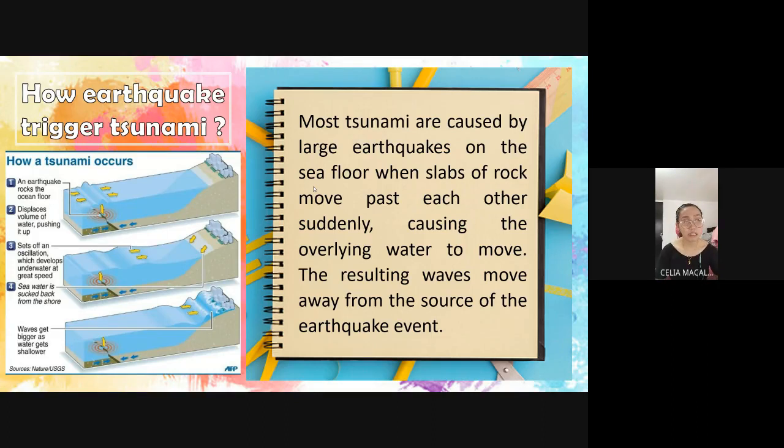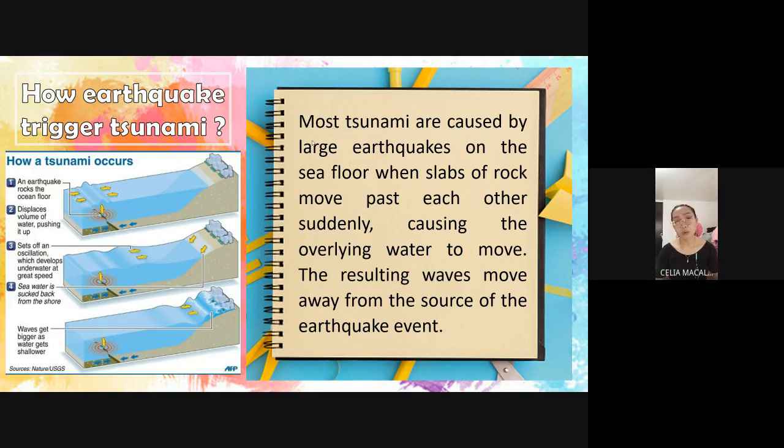So, just for our additional information, this is how a tsunami occurs. It is taught to us by science that when an earthquake happens at the bottom of the sea, in the bed of the sea, the earthquake rocks the ocean floor. It displaces the volume of water, pushing it up, and then sets off an oscillation which develops underwater at great speed. Then seawater is knocked back from the shore. So you will be thinking that there will be a low tide, and then there come the big waves as the water gets shallower. So that is how a tsunami occurs.